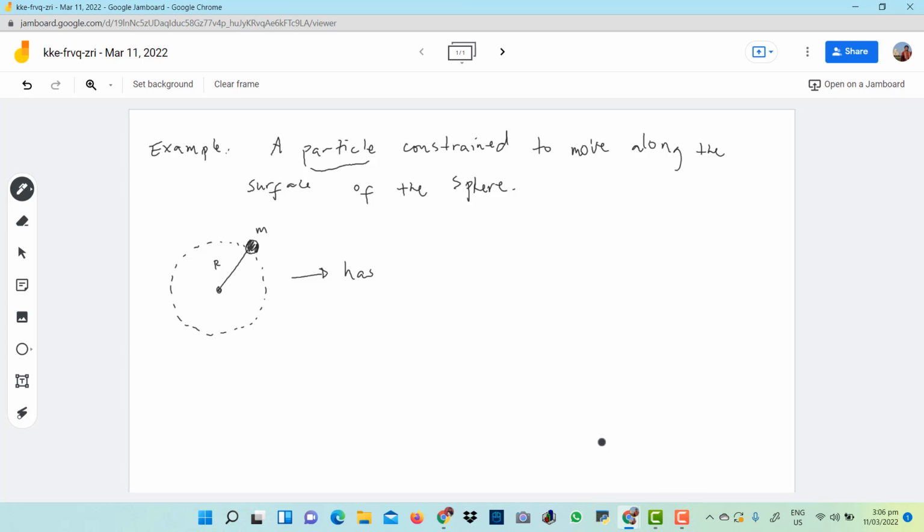Originally it's 3, because it's in 3 dimensions. But take note, it is constrained to move along the surface of the sphere, meaning there is one equation of constraint. So it is 3 originally, but subtract one for the constraint. So 3 minus 1, it only has 2 degrees of freedom. Meaning with 2 degrees of freedom, I also have 2 generalized coordinates.